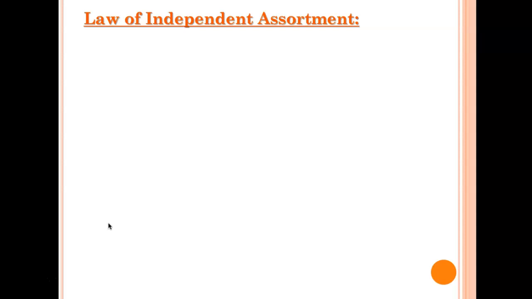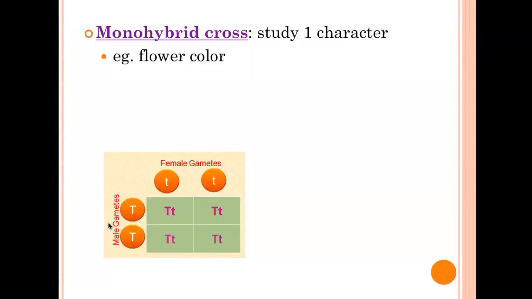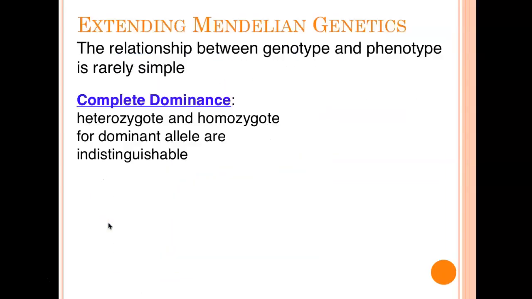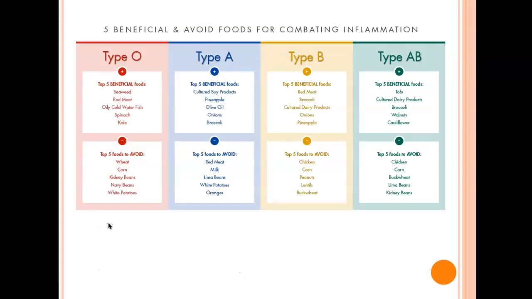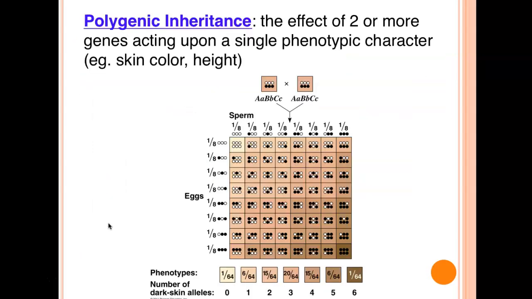Polygenic inheritance. This is number 27. Sorry, I should have been showing y'all. Oops, my bad. Whatever, I can't redo it. Polygenic inheritance, right here. That would be multiple genes affecting one trait, like skin color and height.